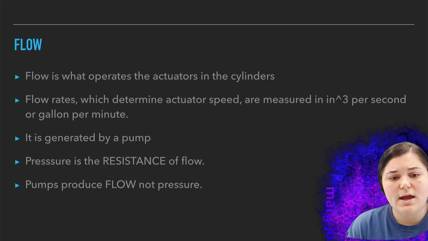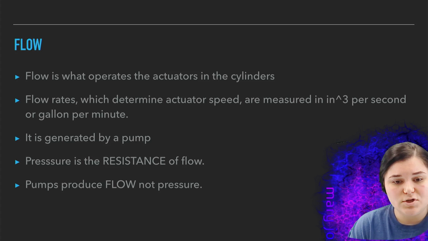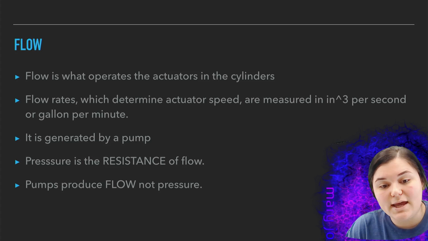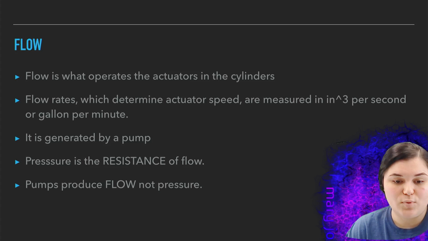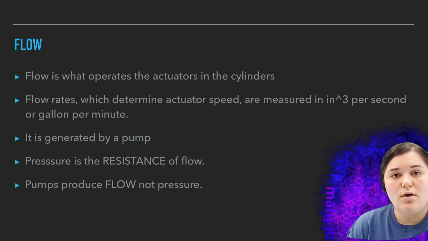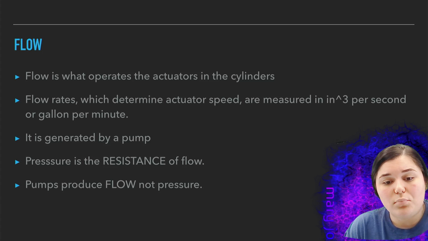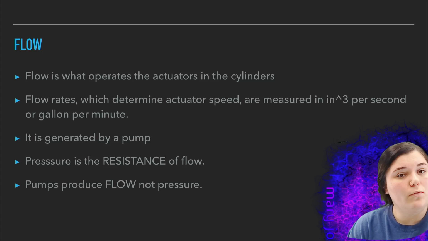So, here's a little bit about flow. You're going to hear flow throughout this course. Flow operates the actuators and the cylinders. Flow rates, which determine actuator speed, are measured in cubic inches per second or gallons per minute. You're going to see that on your flow meter. It's going to say GPM, which stands for gallons per minute. It is generated by a pump. Pressure is the resistance to flow. Pumps produce flow, not pressure.